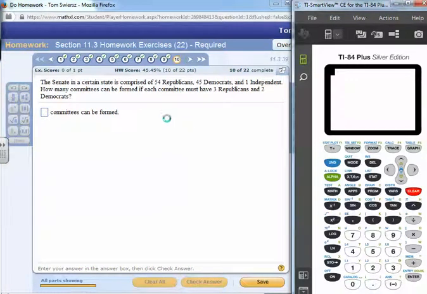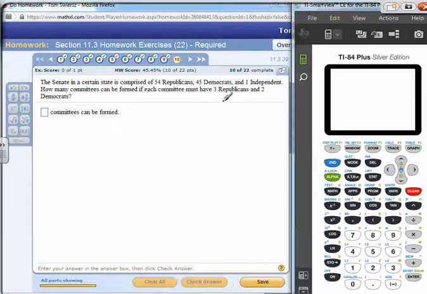All right, 54 Republicans, 45 Democrats, 1 independent. How many committees can be formed if each committee must have 3 Republicans and 2 Democrats? Okay, very similar to the one we just solved, the men and women. So again, we have the number of Republicans and then the number of Democrats. Republicans, there's 54, and we've got to select 3. So it's a combination, 54C3.